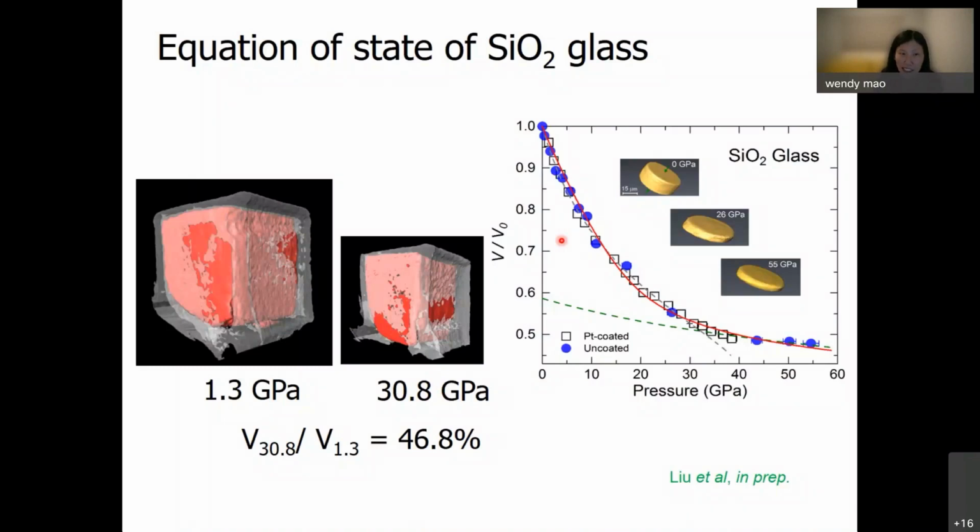So we said, well, let's just try directly imaging the SiO2 glass. We cut out these discs and also imaged the volume that way. And we found that the results are very consistent, and it looks like there's a change in compressibility around 30 GPa. That's probably also related to a coordination change in the silica polyhedra.